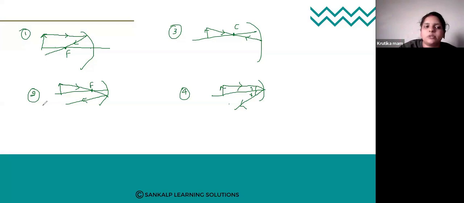Minimum 2 rays should meet for the image formation. Okay, so suppose you have an image here. So this is the curved mirror. Here you have the object. This is the incident ray. This is the ray after reflection. It is going through the focus.